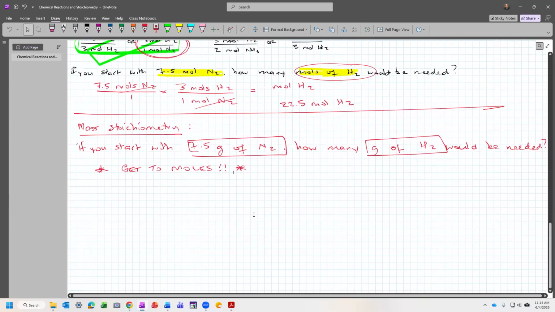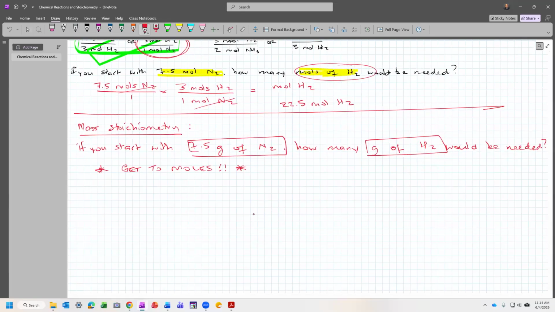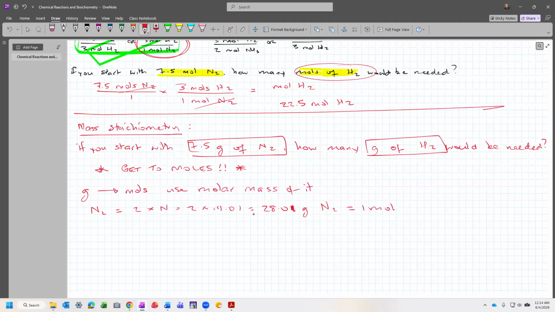So can you convert grams of something to moles of that thing? And the answer is yes, we can convert grams to moles using the molar mass of that substance. And as long as you have a periodic table, you can calculate the molar mass of something. Okay, so for N2, we have 2 nitrogens in here. So 2 nitrogen is 14.01. So this is 28.01 grams. This is 1 mole of N2.